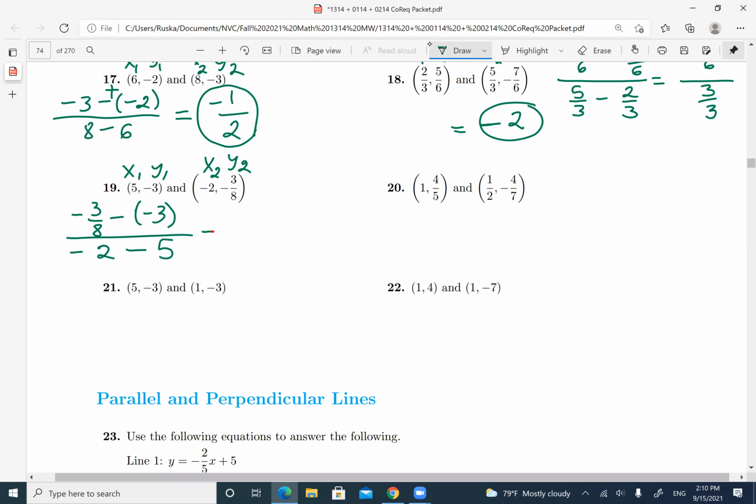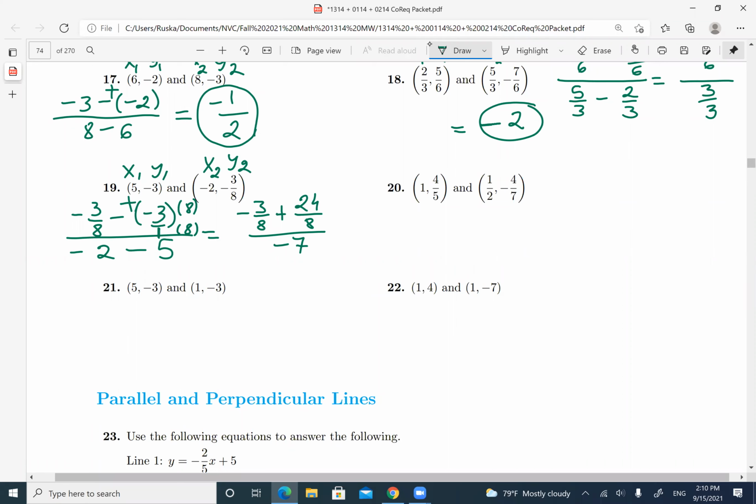So what you need to do in the top, this is positive 3, right? And it's over 1. So I have to find a common denominator to add those two. So here I'm multiplying by 8 up and down to make the same denominator, 8. So we're going to have negative 3 over 8. Minus and minus is plus. 3 times 8 is 24 over 8. And the bottom is negative 7, because you're adding negative 2 and negative 5, you get negative 7.